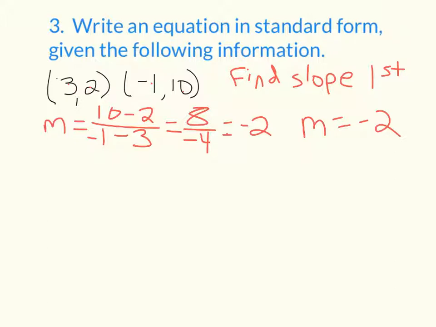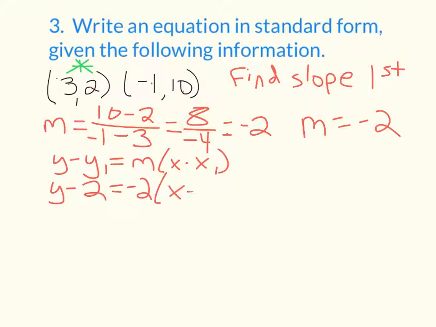What I'm going to do now is pick one of those 2 points. Let's pick this one here. Again, you can pick the other one if you want. Then we're going to use it in point-slope form: y minus y1 equals m times x minus x1. So with my point, I do y minus my 2 equals, there's my m, which is negative 2, times x minus my x value of my point, which is 3.